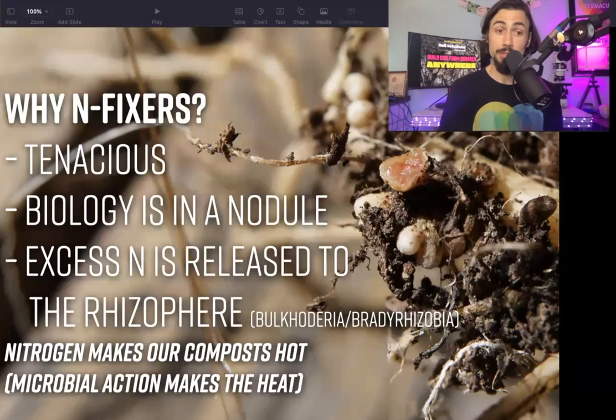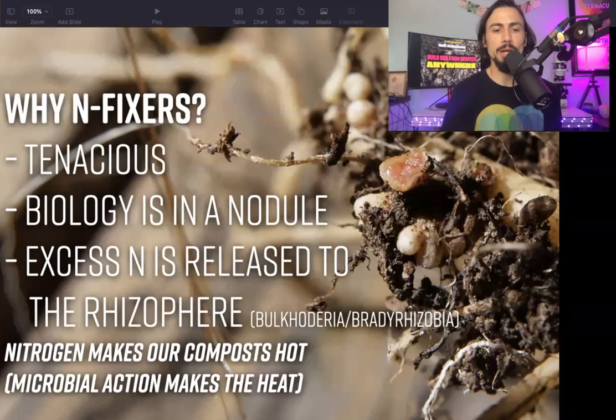So they're tenacious. But the biology is in the nodule. That's also why they're protected. They're enfortressed inside that little nodule. See the red there? That's them. I cut that open to show us them. And the excess nitrogen is released to the rhizosphere through Burkholderia and Bradyrhizobia. I wrote Burkholderia, but it should be Burkholderia, like holder.